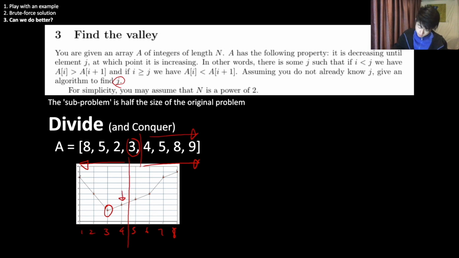Okay. No, because the value has to be smaller than something. And 4 is greater than 3, so the elements on the right can't be the value, because 3 is smaller than them. Therefore, we're going to recurse on this left side.